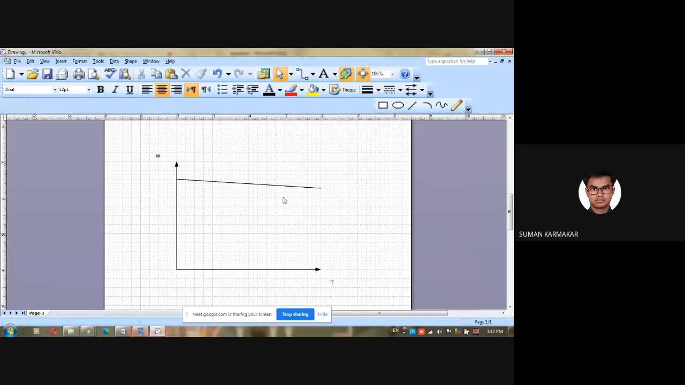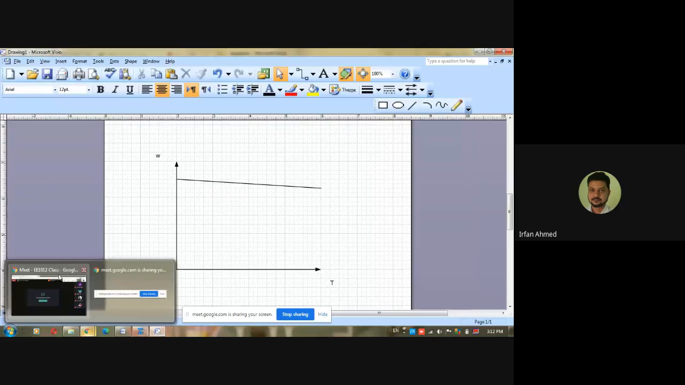Yes, sir. We have to run the motor at rated voltage and vary the load of the DC shunt motor. So we can vary the current, the armature current. You can vary the armature current. How will you vary the armature current?